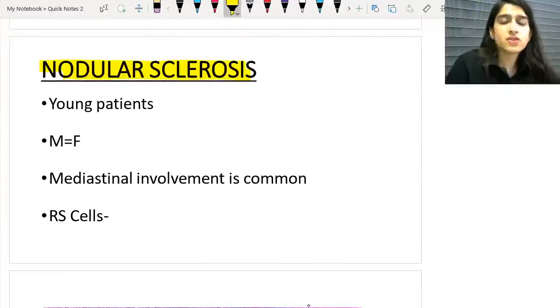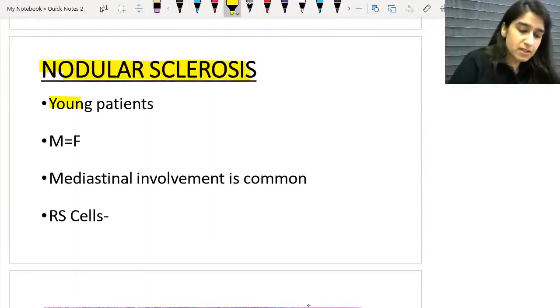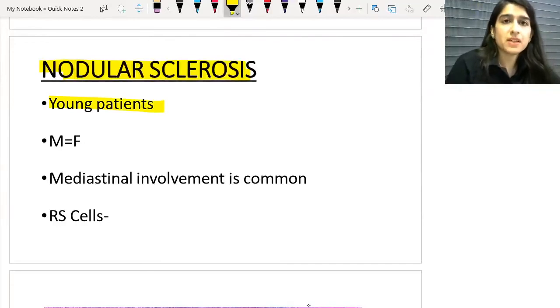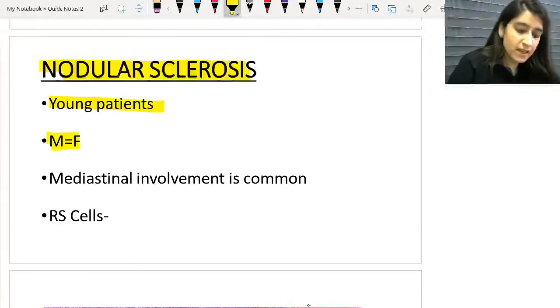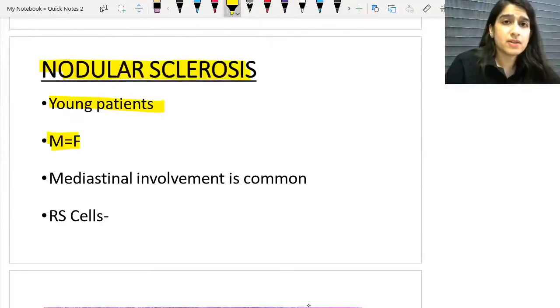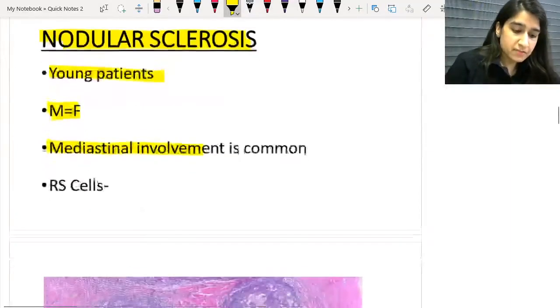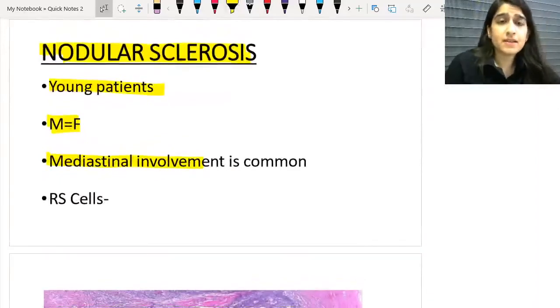Nodular sclerosis is generally seen in younger patients and it has equal male to female distribution. Okay? And generally the patients of nodular sclerosis most commonly present with a mediastinal mass, rather than a cervical mass. And what do we see in such cases? If we see the histological picture of such patients, then even on the lower magnification power, we can appreciate the histological findings.